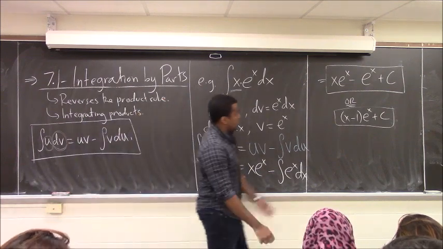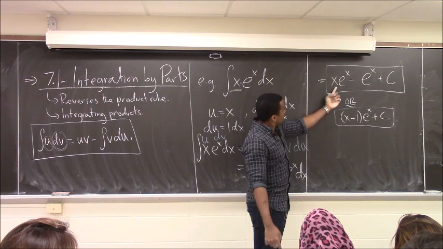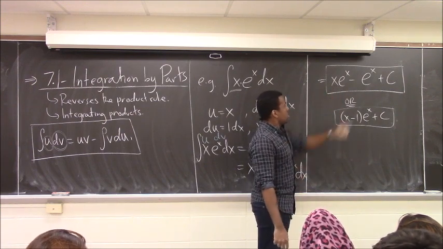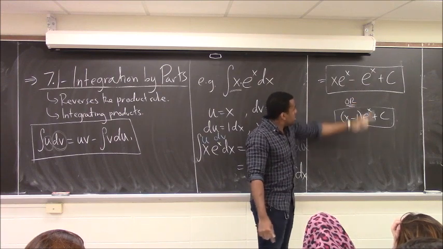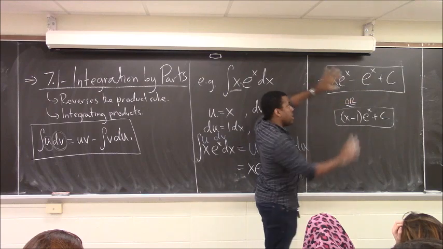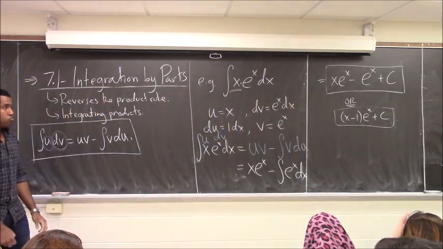And you can check. If you differentiated this, derivative of this would be product rule. You get e to the x plus x e to the x. Derivative of this is just itself, e to the x. So you have e to the x plus x e to the x minus e to the x. You just get x e to the x left over. So that actually works.